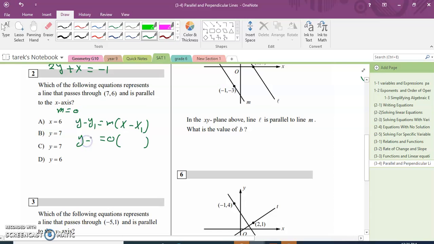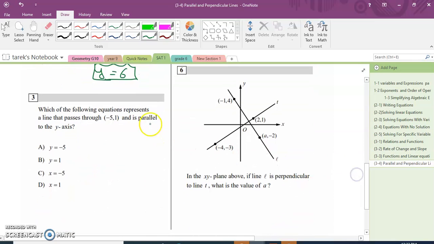So y minus y1, which is 6. This is the y1 and this is the x1, equals 0 times x minus x1, which is 7. 0 times all the quantity inside the brackets equals 0. It will be y minus 6 equals 0, so y equals positive 6. Or if you remember what I said in the beginning, since this is parallel to the x-axis, it cuts the y-axis at 6, so its equation is y equals 6 from the beginning. We don't need to do all this.